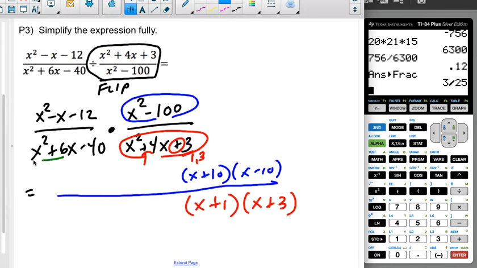When we factor this one, I see that I haven't gotten any 10s yet. It's really likely I'm going to end up with a 10 because you see the x plus 10 and x minus 10 on the top.